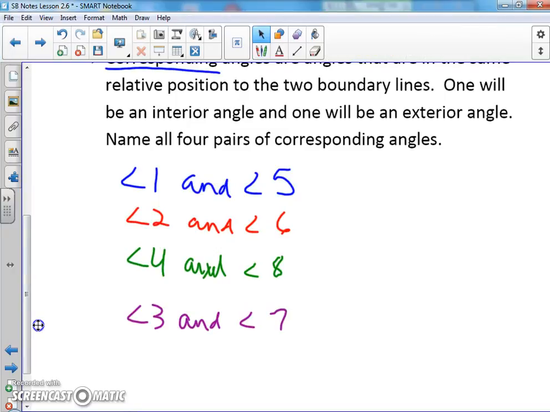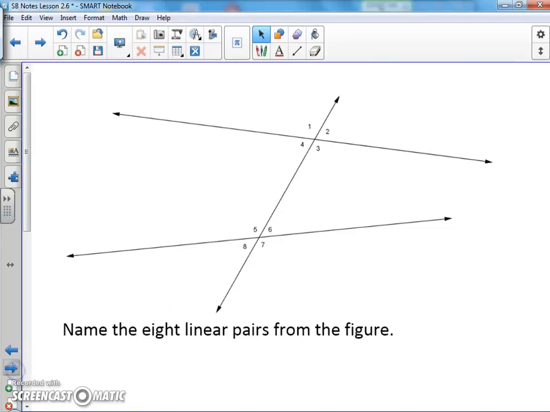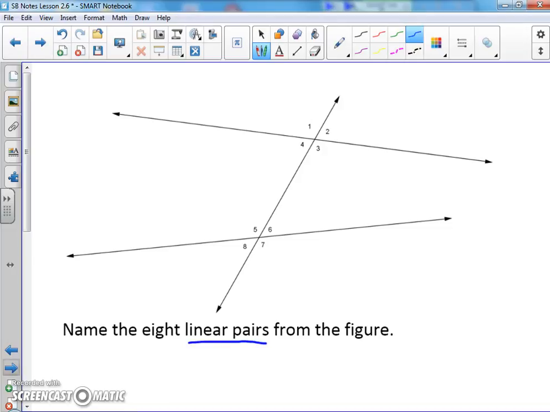Sometimes these are the harder ones to identify, but if you just imagine picking up one cluster and setting it on the other, that will generally be the easiest way to figure that out. In addition to this, we still have vertical angles and linear pairs that we remember from before. If you remember, a linear pair are a pair of adjacent angles that form a straight angle. So for example, angle 1 and angle 2 would form a linear pair.